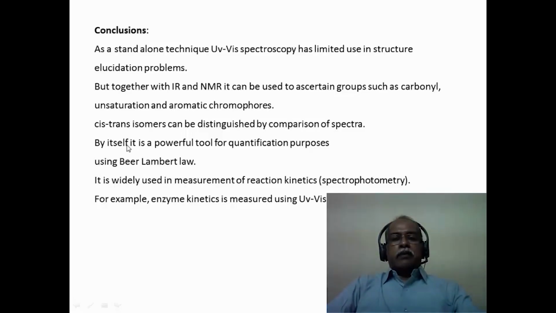By itself, it is a very powerful tool for quantification using the Beer-Lambert law. In other words, using the Beer-Lambert law, one can quantify the substances present in a solution using the spectrophotometric technique. Spectrophotometry is very widely used in kinetic measurements, for example. So we saw one or two examples of the application of the quantitative aspects of UV visible spectroscopy in measuring the kinetics of chemical reactions, either photochemical or thermal. Enzyme kinetic measurement is one application of UV visible spectroscopy.